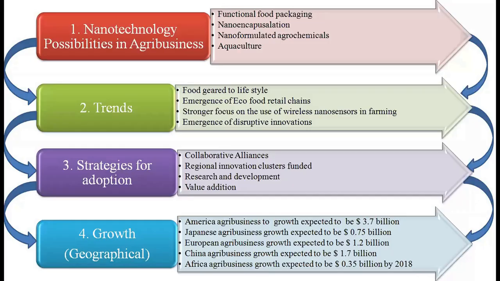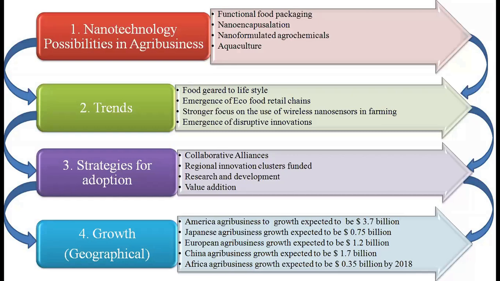Nano encapsulations, nano formulated agrochemicals, aquaculture. These fields have possibilities in the agri business. Then trends like a food geared lifestyle are there. Now most of our young generation are on the hand of fast food. So food is getting more geared in the lifestyle. So to preserve this food and how to make it healthier is one of the important prospects before us, how to convert it into a successful business.